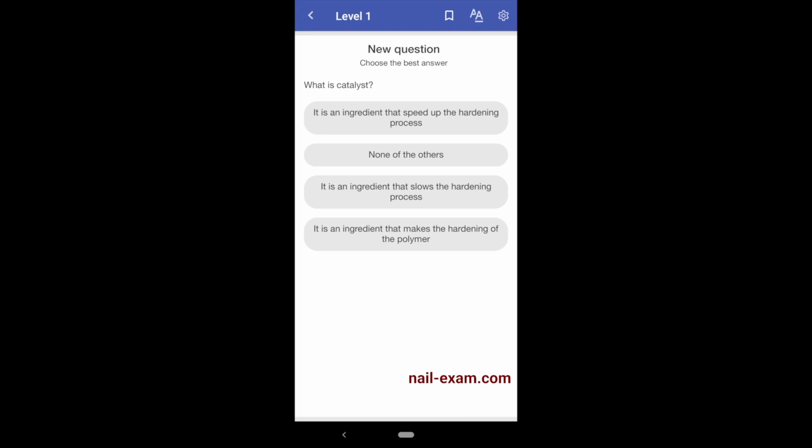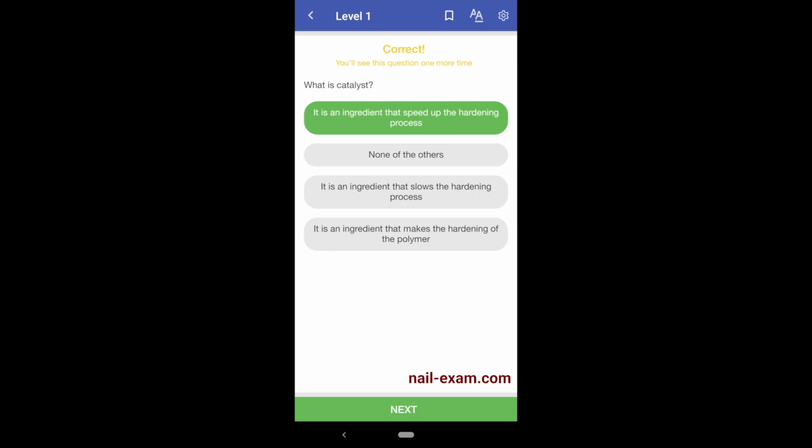What is a catalyst? Answers: A. It is an ingredient that speeds up the hardening process. B. None of the others. C. It is an ingredient that slows the hardening process. D. It is an ingredient that makes the hardening of the polymer. The answer is A.